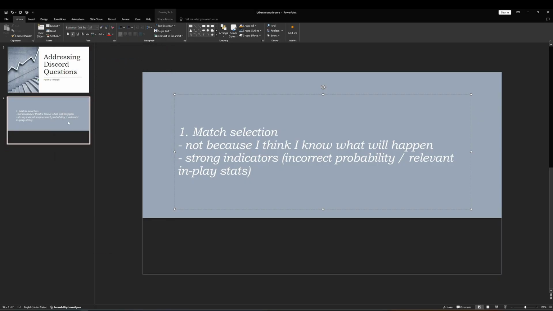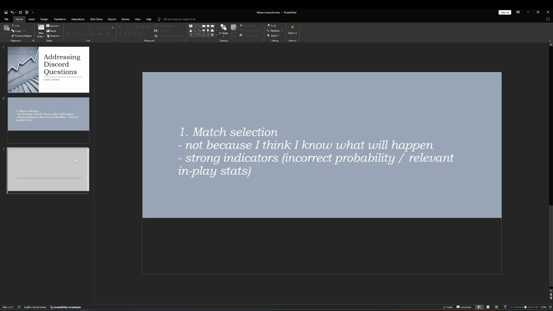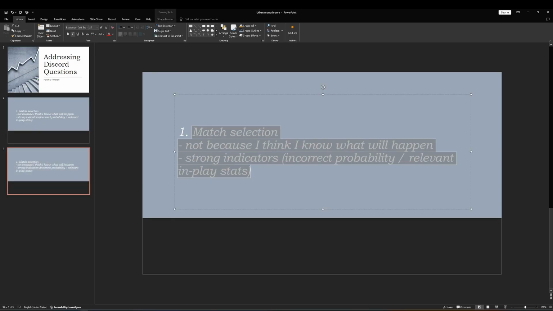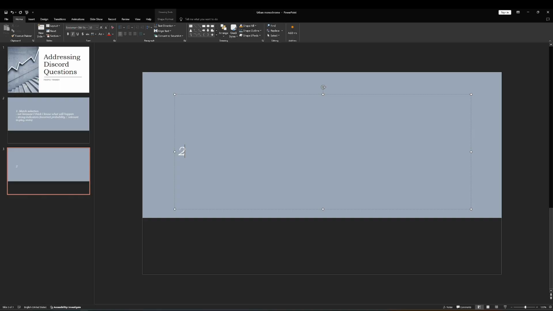Okay, the next one was staking and money management. So I'll make that a second point. Now, this is a very personal thing. Of course, I will share with you some guidance, but this is very personal, and there is no one correct answer.